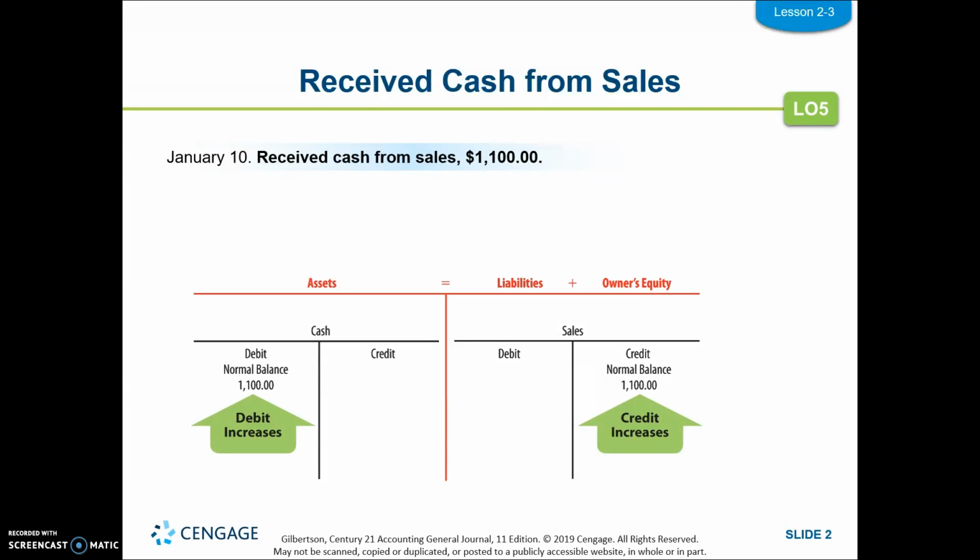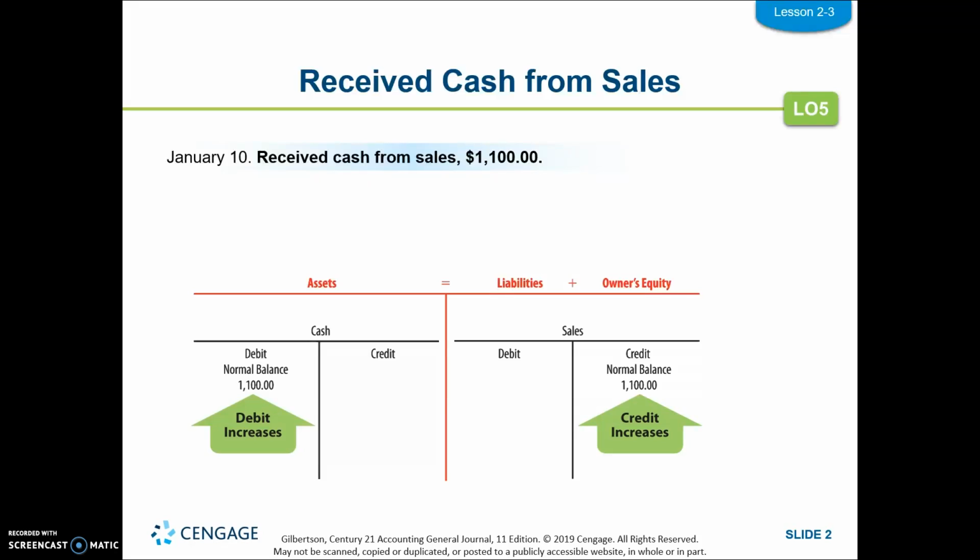Okay, what type of an account is cash? Well, it's an asset. What type of an account is sales? Well, it's an owner's equity account, revenue. So what happens to the asset cash? Well, we received it, so it has to go up. And because our cash went up, we also increased our amount in sales, so that goes up.